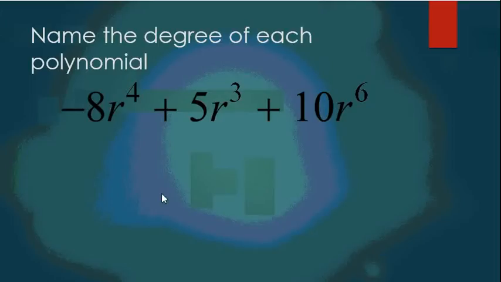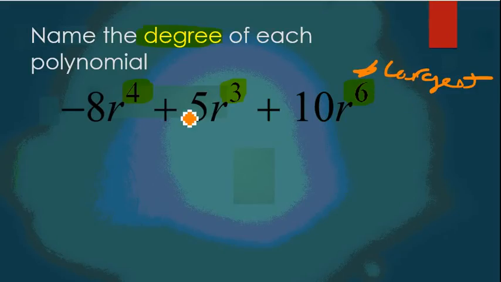All right, in this example, we need to name the degree of the polynomial. What that implies is that we look at these numbers up here, 4, 3, and 6. The degree of the polynomial is the highest of those exponents, which would be 6, because that's the largest. Okay, so we would say that the degree of the polynomial is 6. This is a 6th degree polynomial.